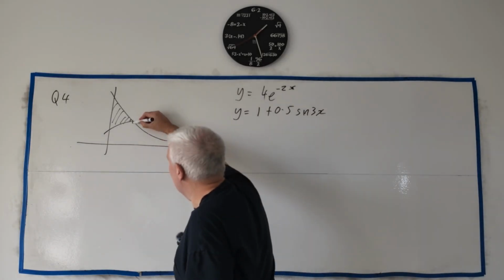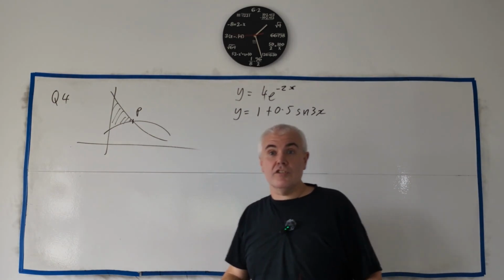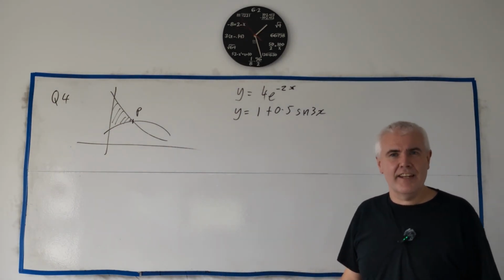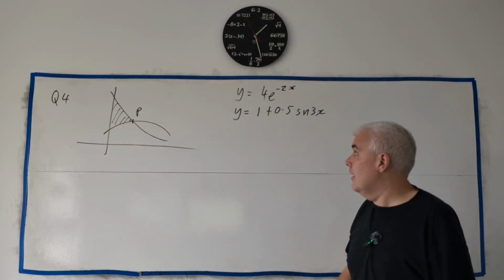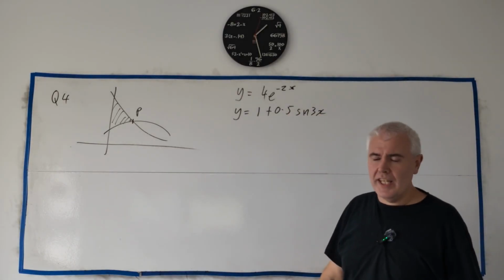First thing they want us to do is this point here. It's P. Yeah, they've given us the x coordinate of this point, but they just want us to get it again. It's only one mark, so it's not a lot of work here. The point of intersection. It's just when these two equal each other.